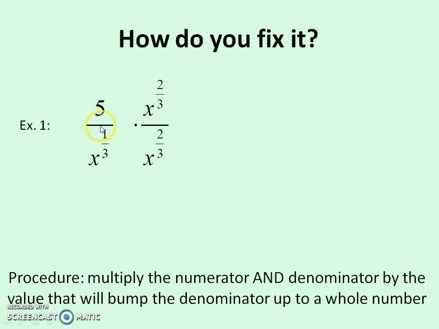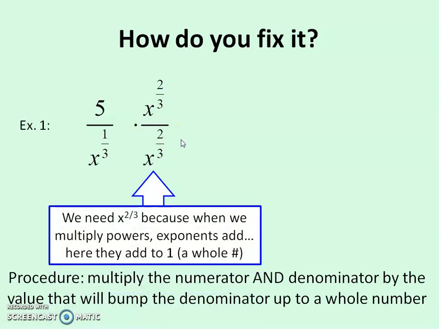What I need to do is then look at this numerator and figure out what is the next closest whole number, the next closest multiple of my denominator. In this case, the next closest multiple of 3 is 3. So I add this 2 over 3. By add, I mean that I'm multiplying, which is going to make me add exponents.